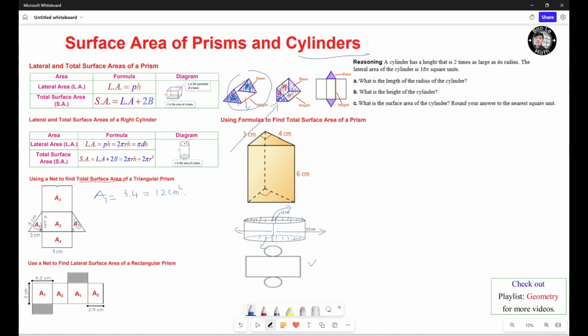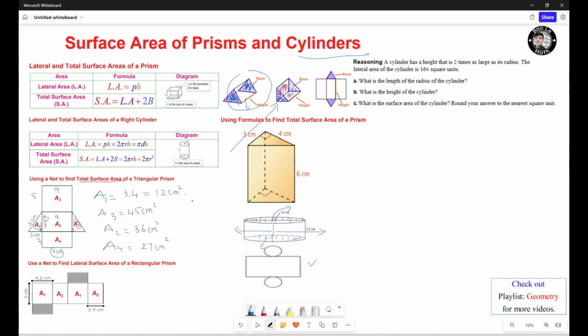Now, A3 right here, this is 5, this is 9. So A3 should be 45 centimeter square. A2, this is 4, this is 9. So A2 equals 36 square centimeter. A4, this is 3 and this is 9. So A4 should be 27 square centimeter.